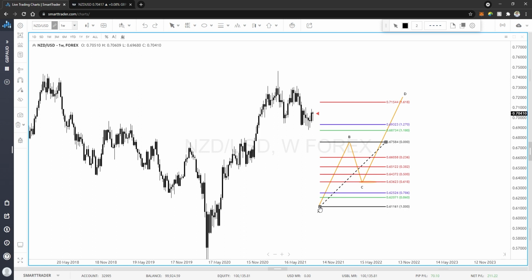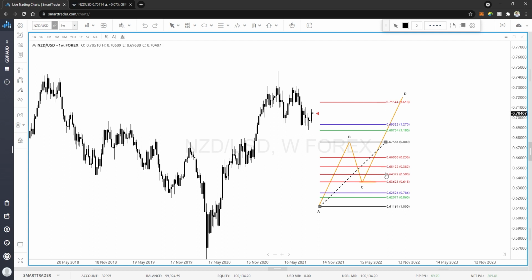So I drew from my A and I drew from my B. And this is funny, I drew exactly to the 61.8. And we'll see that typically price hits what we call the D extension, which is here.